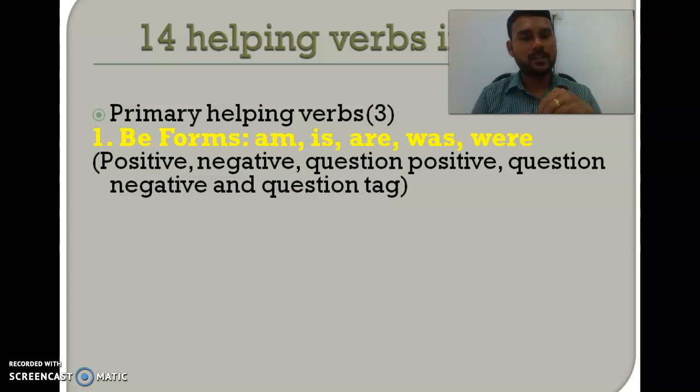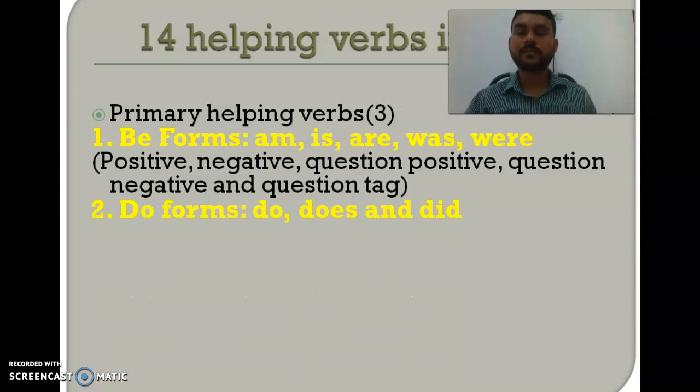Am I a teacher? Am I not a teacher? I'm a teacher, aren't I? This is how it goes on. The next form, do forms. Most of the time all these 3 do forms act as main verbs because they do have a sense of meaning in it.